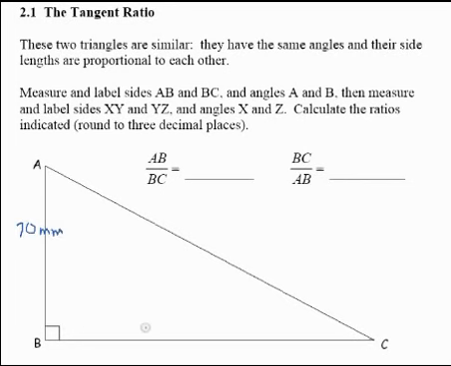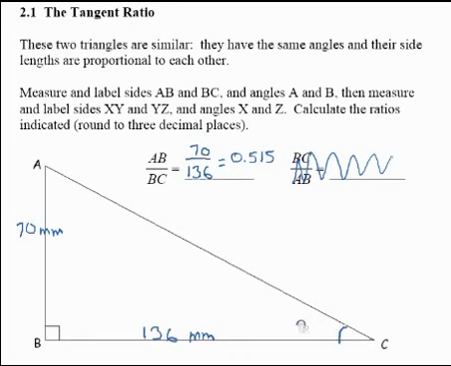And if I measure BC, that is 136 millimeters. And the ratio of AB, 70, to BC, 136, is 0.515. We're not going to look at the inverse right now. Also, I measured this angle, and it is about 28.5 degrees. Can't measure it any more accurately than that with the protractor that I have.